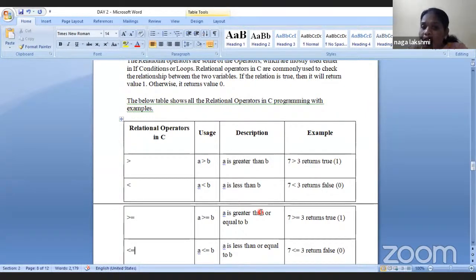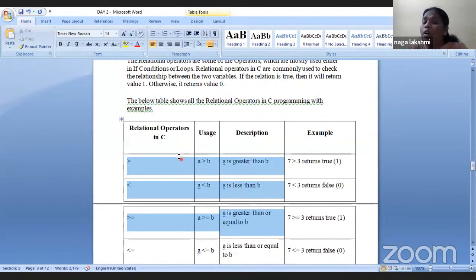So relational operators means what? Whenever we are posing any conditions, at that time we are going to work with what type of operators, girls? Relational operators. Relational operators, ma'am.